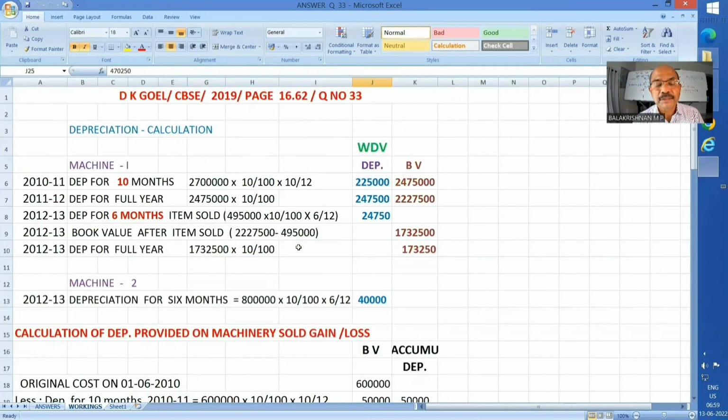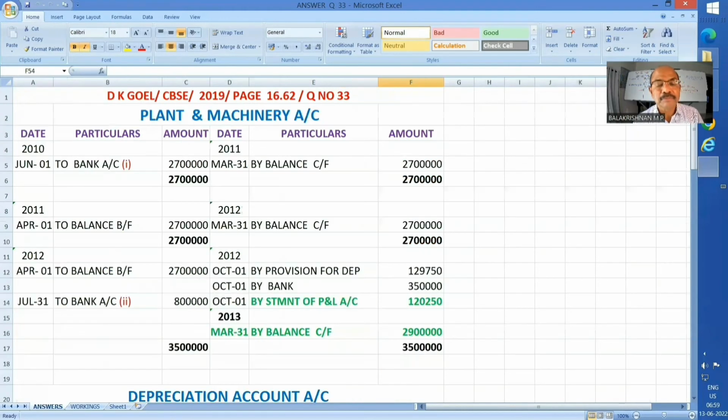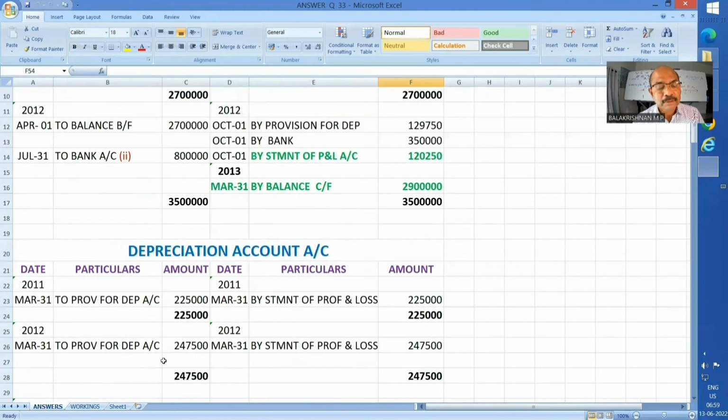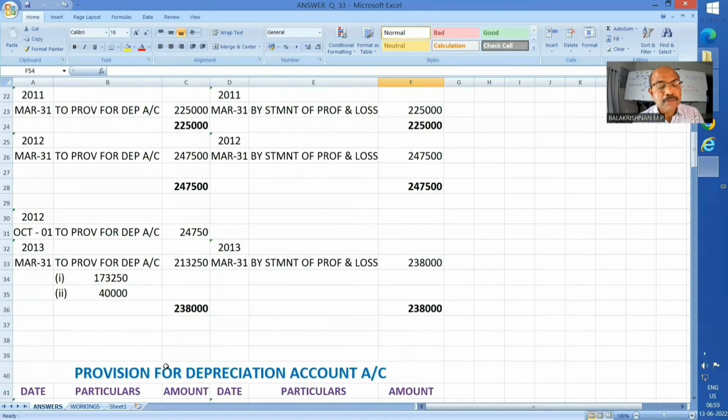Yes, from this minus this, I get 70,32,500 on which full year's depreciation, with the balance items on the written down value method, we have calculated. That happens to be 1,73,250. Let us account that now. Depreciation account to provision for depreciation 1,73,250.